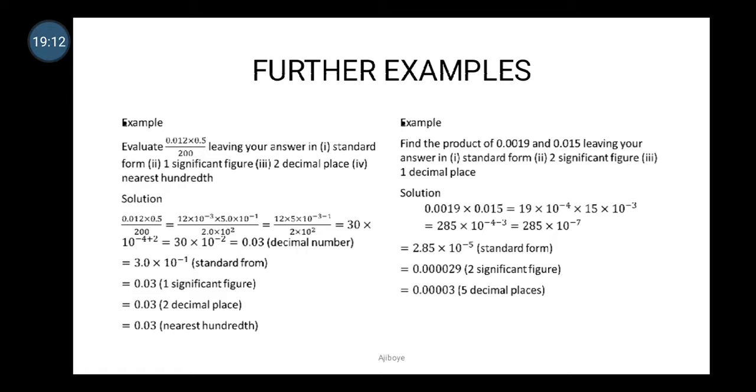And then to 5 decimal places, right? To 5 decimal places, I will have 0.00003 to 5 decimal places. You see that after the decimal point, there are 5 digits.